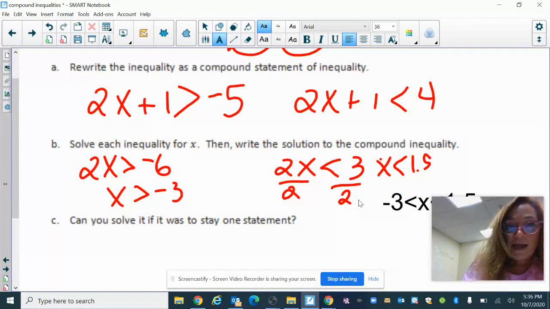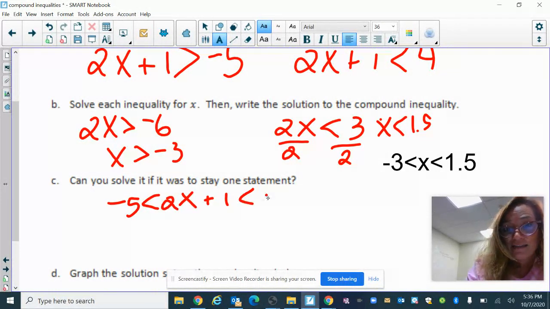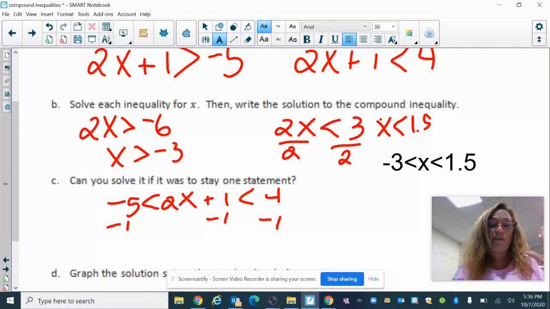Okay, so I definitely can. So I have -5 is less than 2x plus 1, is less than 4. And the good thing is we already know the answer, right? All right, so I'm going to subtract 1, but I have to subtract it in 3 places. So it's sort of like left, middle, right.